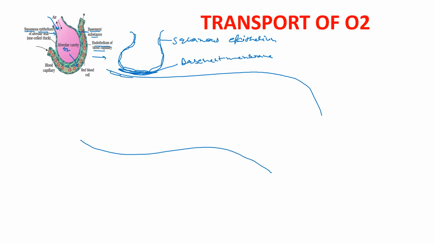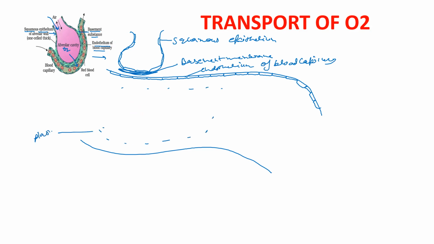So this is the endothelium of blood vessel, of blood capillary. Okay, what is present inside the blood capillary? Liquid yellow liquid part which is called plasma. Also RBC. Inside the RBC, what is present?